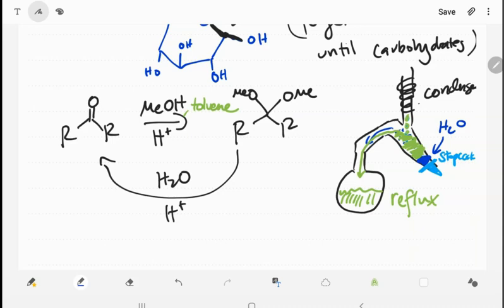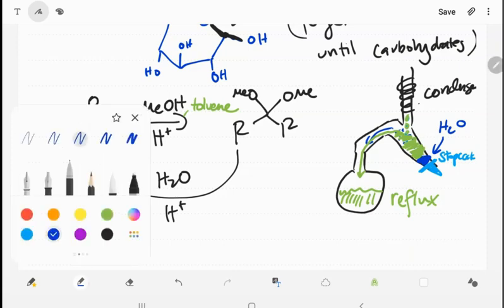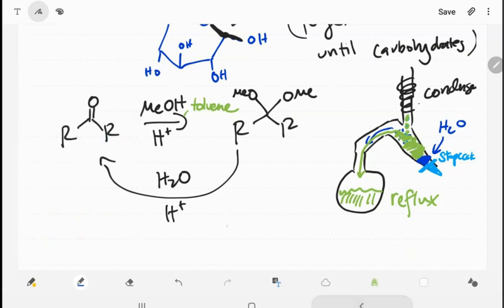So the toluene fills up the rest of the area in that, and will then spill back into your reaction as refluxing. So you're condensing, but just a little bit away from where you normally would. This is called a Dean-Stark apparatus. And this is just a way to help this reaction go forward. It also is great for esterification.